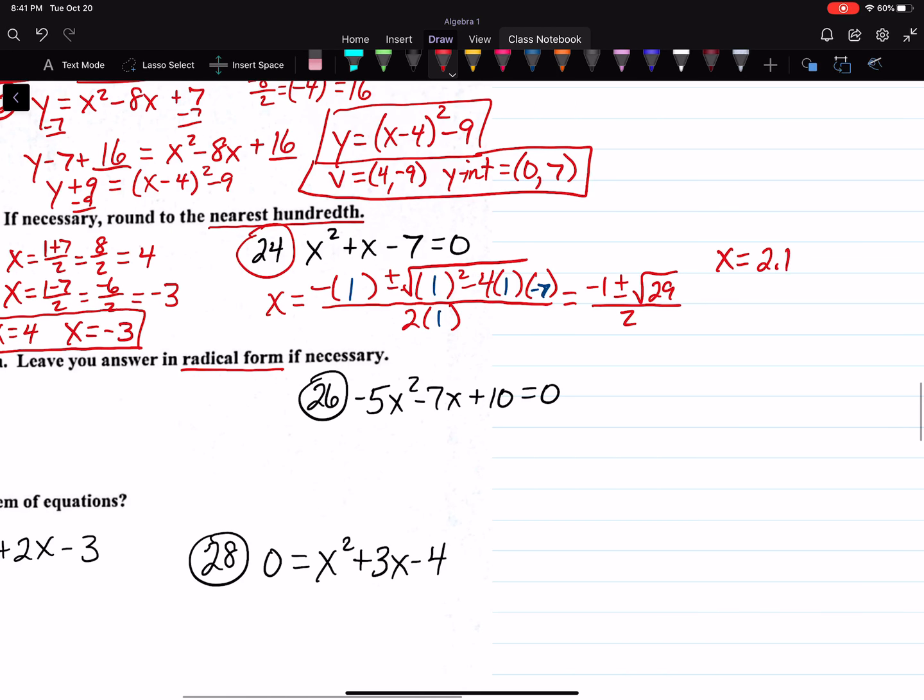x equals 2.19. I think I said that wrong a minute ago. And x equals negative 3.19. So those are my 2 answers, rounded to the nearest hundredth.